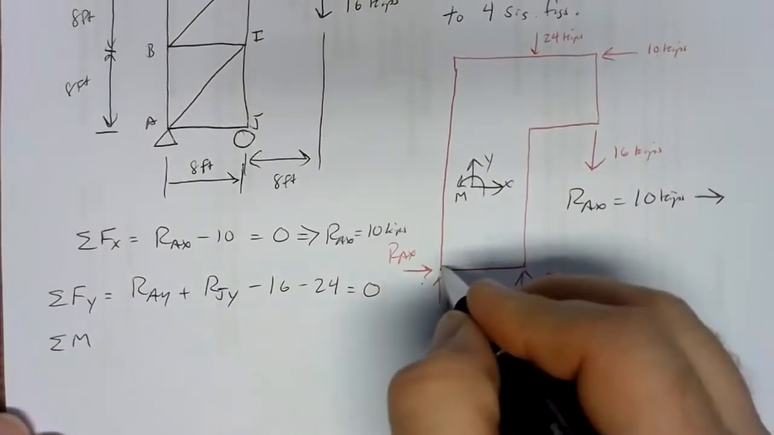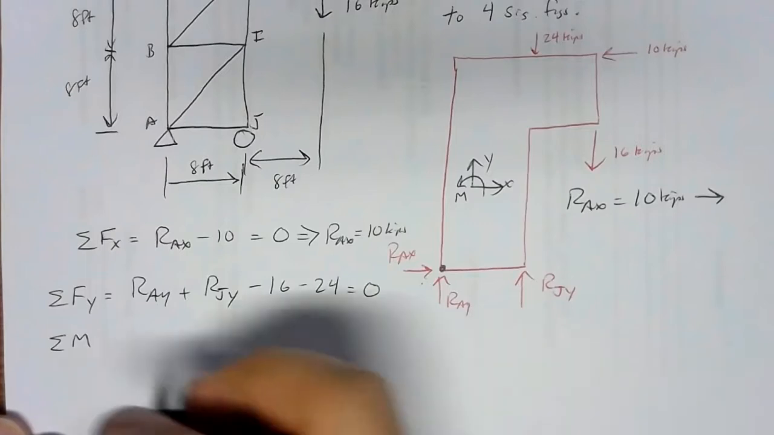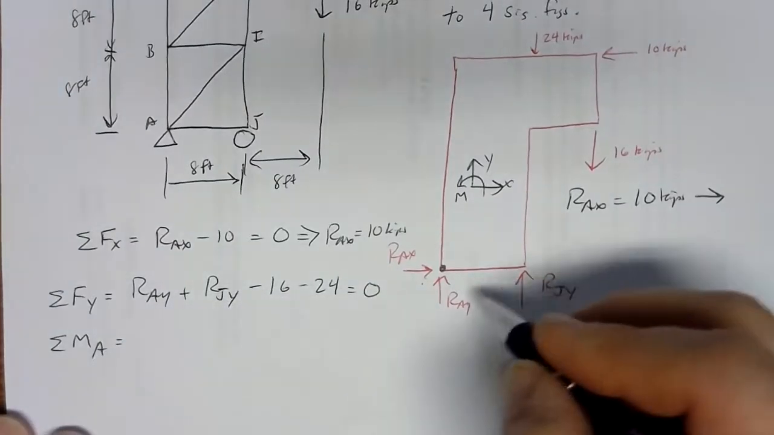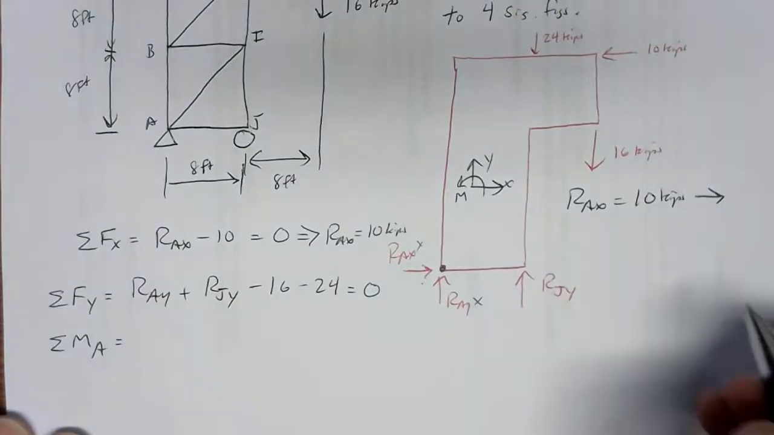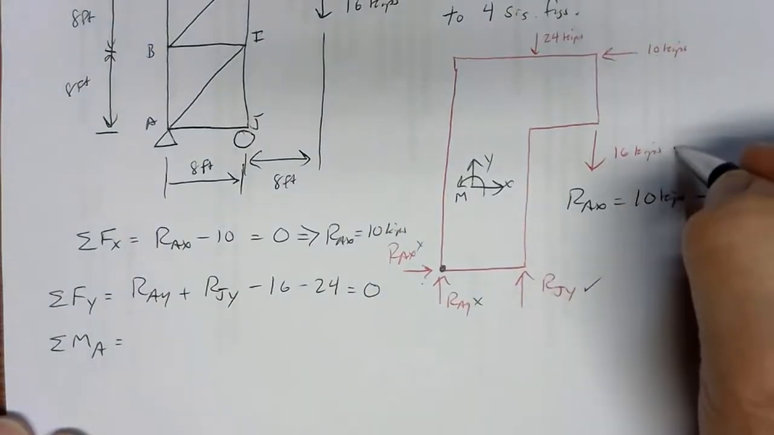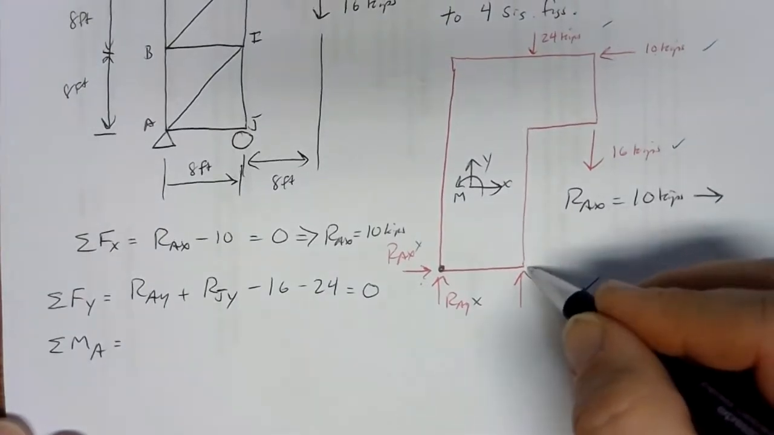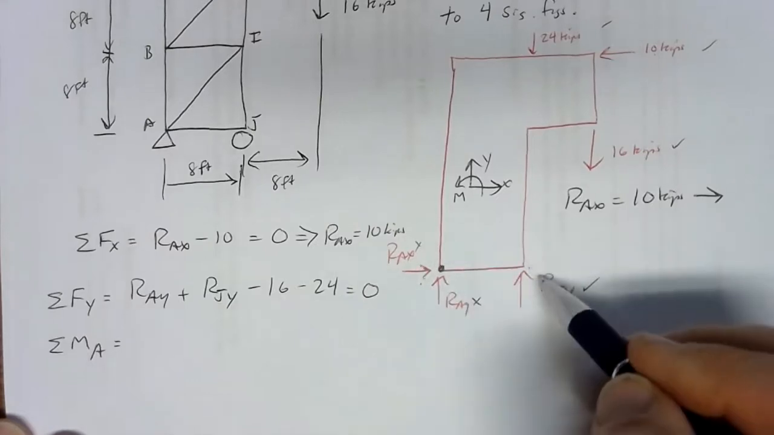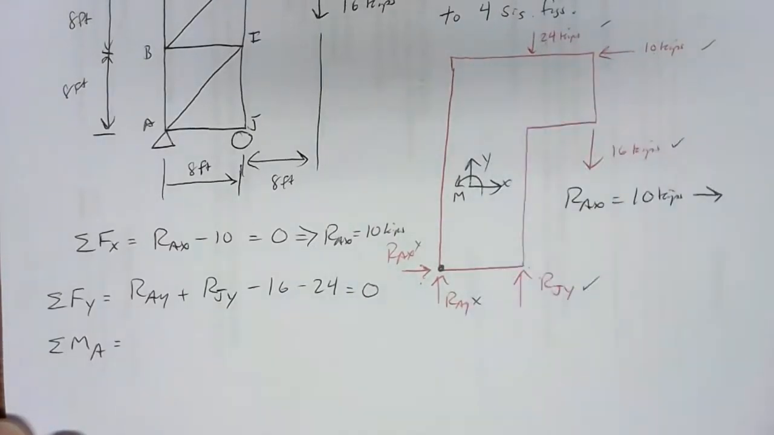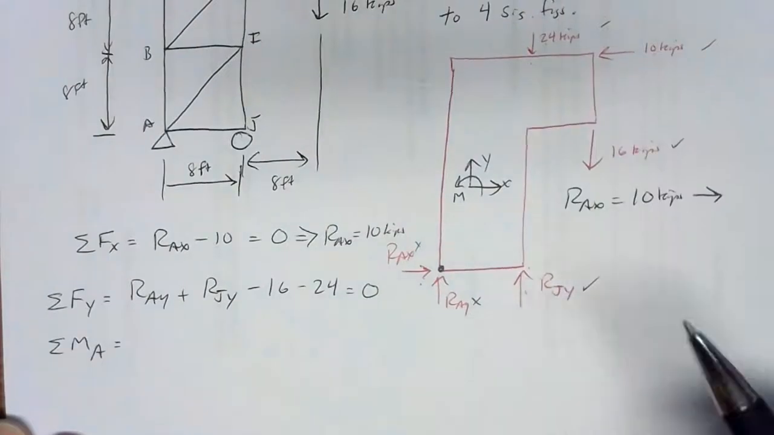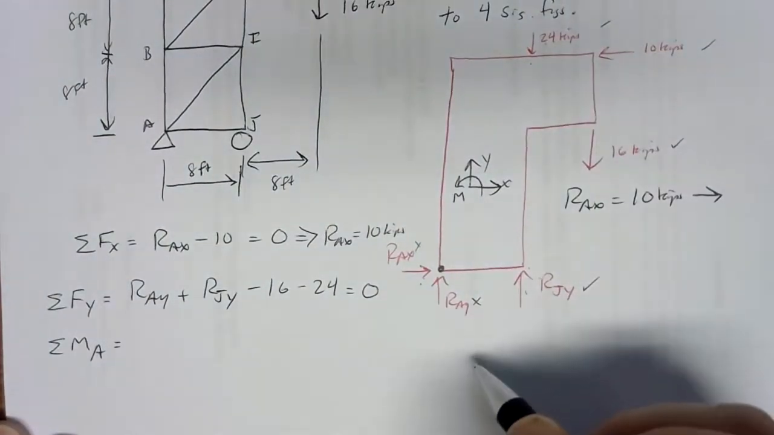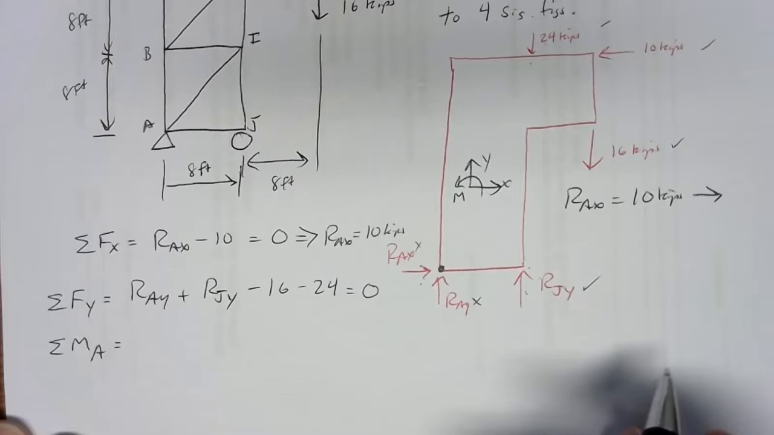Sum of moments, and I'll pick the pivot point here, A. That means no moment from RAX or RAY. We will have a moment from RJY, and we will have a moment from all 3 of these other forces. There's not really a better pivot point, though. I guess if we maybe picked J, we would have knocked out RAX, RJY, and the 24 kip force. We would have had one fewer terms in our moment equation. But that would have just knocked out something we already knew, not really a different number of unknowns. So it's a toss-up as to whether you want to do that.